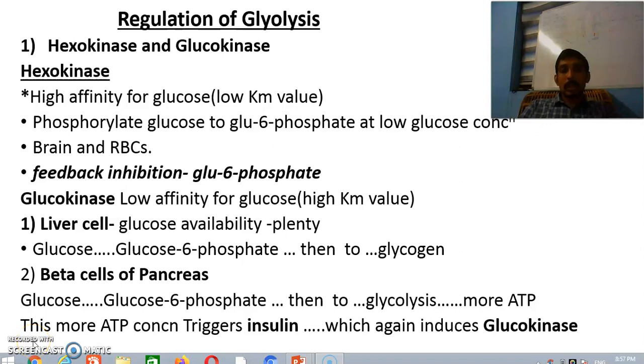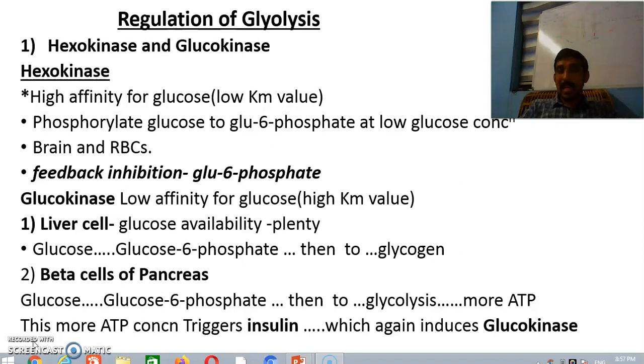Next, let us move into the regulation of glycolysis. Glycolysis is regulated at some steps, among these, the first step. We know that the first step is the conversion of glucose into glucose 6-phosphate with the help of the enzyme hexokinase, and in the liver and pancreas, hexokinase gets replaced by glucokinase. So the first regulation is with the help of hexokinase and glucokinase.